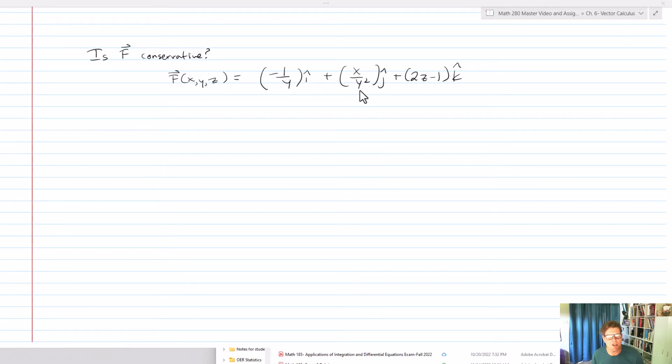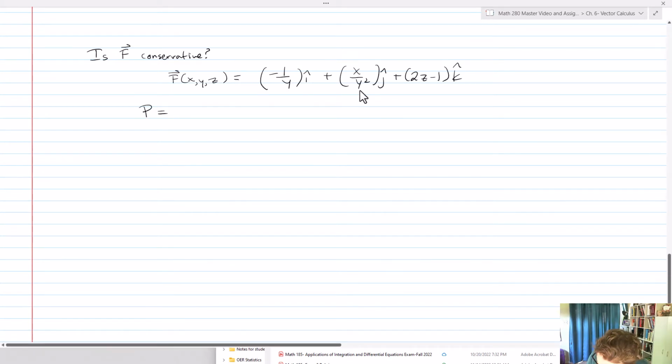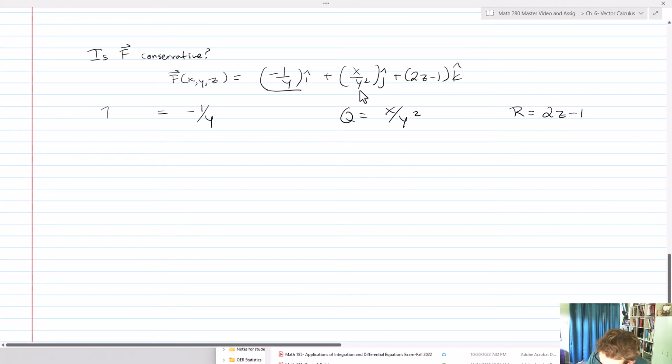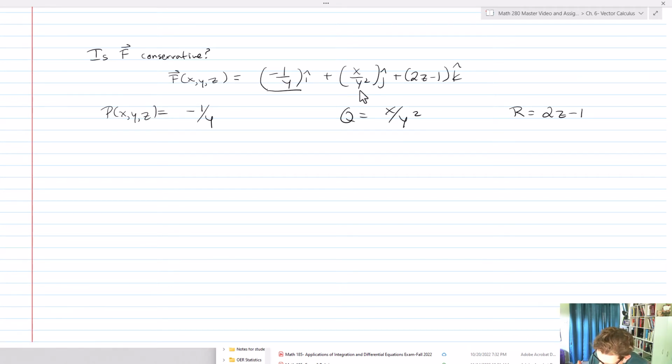Now we need to make a determination about this function. Notice that this vector field is in terms of x, y, and z. So we're going to have a p, q, and an r this time. Our p is going to be the first one, our x component: negative 1 over y. Our q is going to equal x over y squared. And our r, for our z component, is going to be 2z minus 1. If we were really writing this out, we'd call it p of x, y, z, because it's a function of x, y, and z.